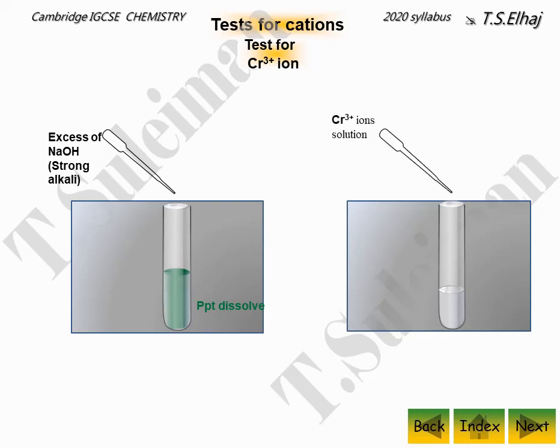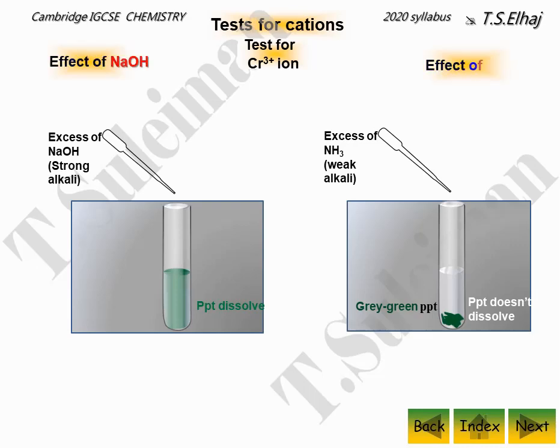We repeat the same with ammonia. We add drops of ammonia to 2 cm³ of chromium solution, green precipitate formed also, but this time it is gray-green precipitate. We continue adding excess ammonia, precipitate doesn't dissolve. So we noted down that chromium gives green precipitate with NaOH and gray-green precipitate with the drops of ammonia, and this precipitate dissolves with excess NaOH.